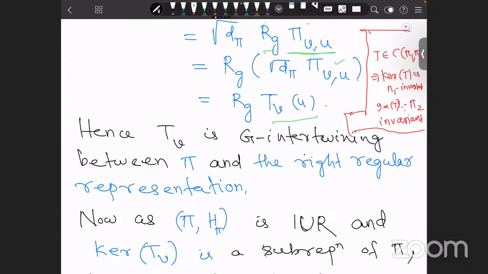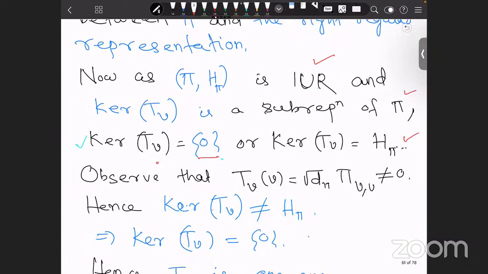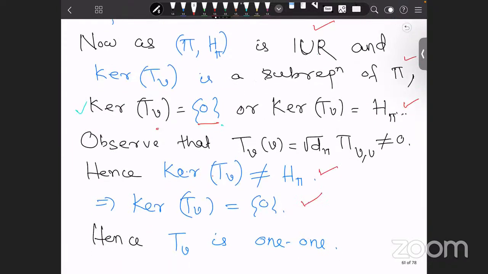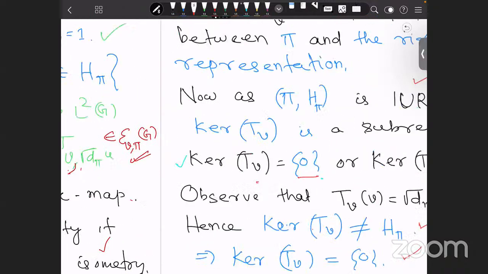Now as (π, H_π) is an irreducible unitary representation and the kernel of T_B is a sub representation of π, the kernel of T_B is either 0 or equal to H_π. Observe that T_B(B) is nothing but √(d_π)⟨π(B), B⟩, and B is a unit vector. Since the norm of B is 1, I have told you that this is not 0. So the kernel of T_B is not equal to H_π, therefore the kernel of T_B is equal to 0. Therefore T_B is one-to-one, so T_B is isomorphic to its image. And what is its image? Its image is E(B, π_G).